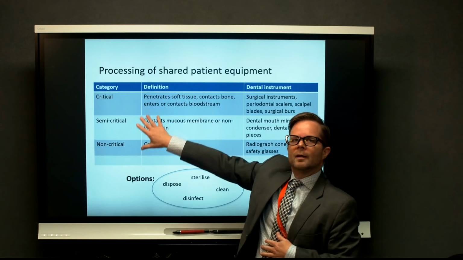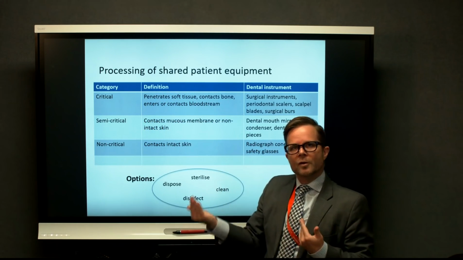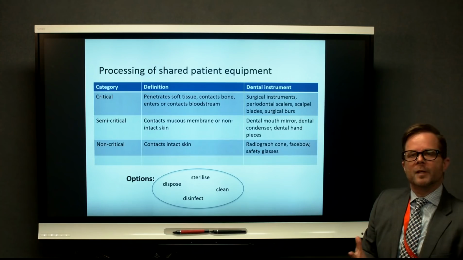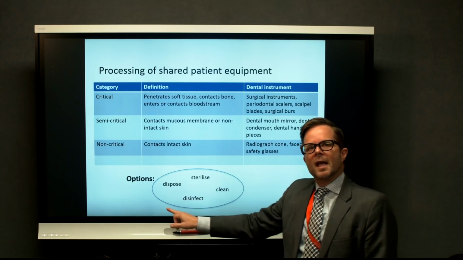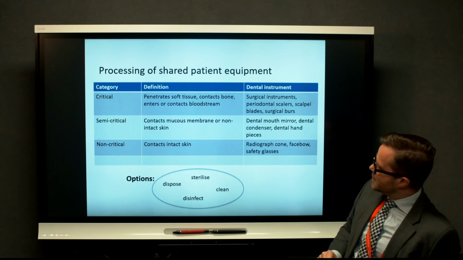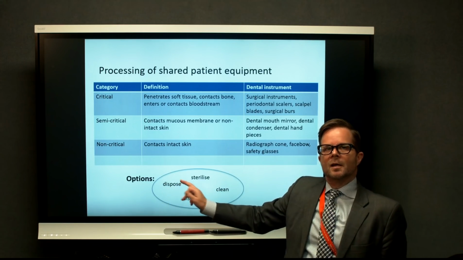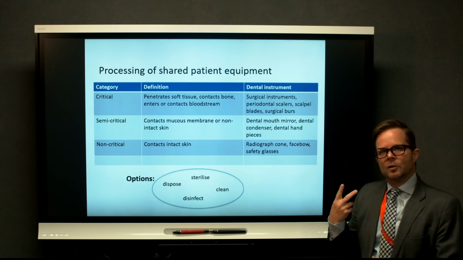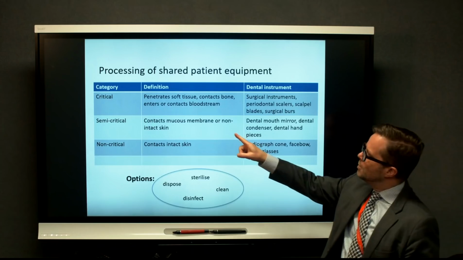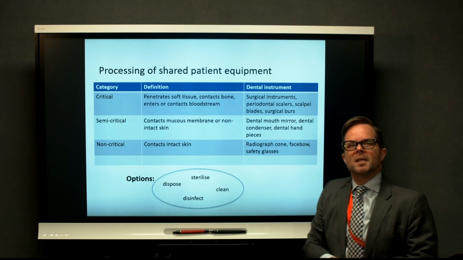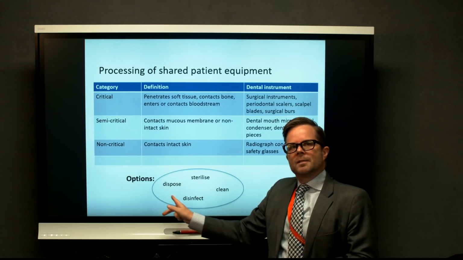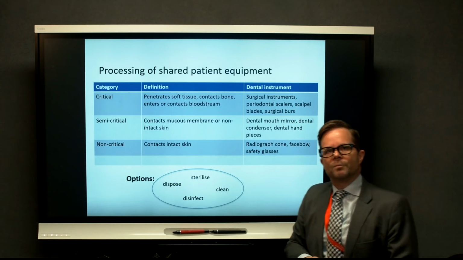So all of our equipment is classified, and you should know which category or classification all of your instruments fit into, and that then determines how we manage them after they've been contaminated. So we can do a number of things. We can dispose of things. For example, a needle that we use to inject into someone's mouth would be considered critical because it's penetrating soft tissues and it's potentially coming into contact with their bloodstream. We can dispose of that. So that's the option for disposal.